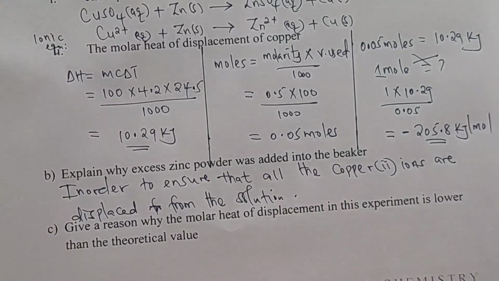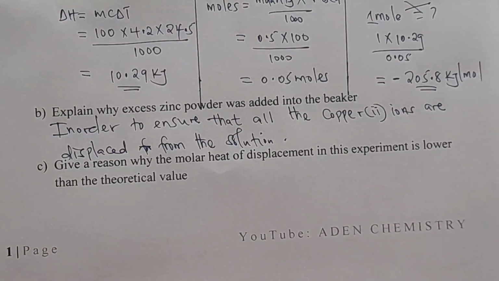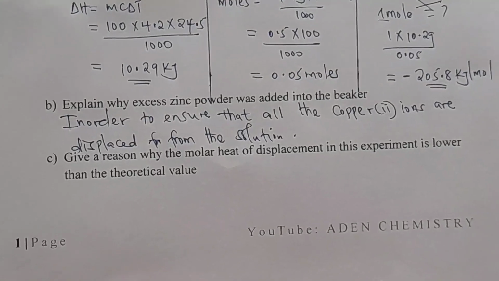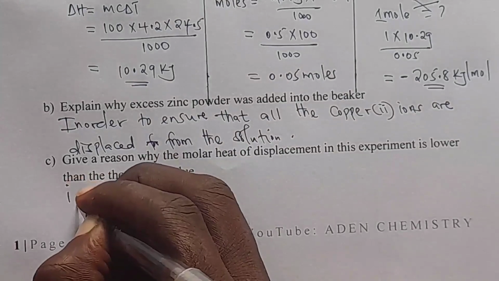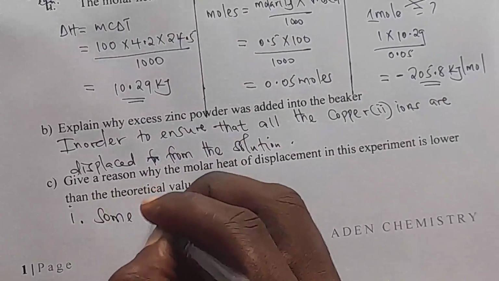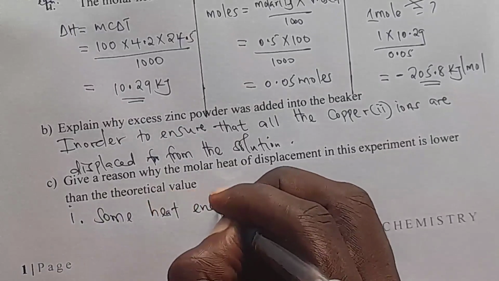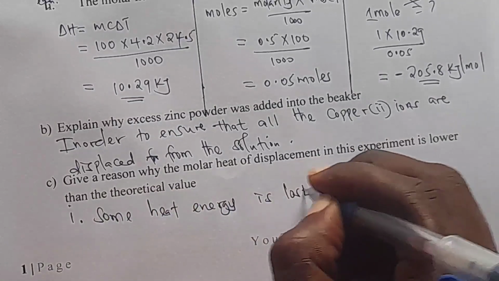So that's from your C. We are told to give a reason why the molar heat of displacement in this experiment is lower than that of the theoretical value. This is just the same when you are dealing with the enthalpy of solution, enthalpy of combustion, enthalpy of displacement. We are going to say one, some heat energy is lost to the apparatus.